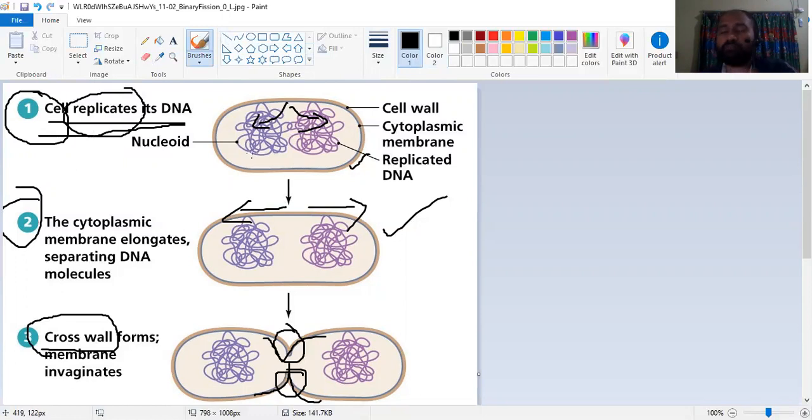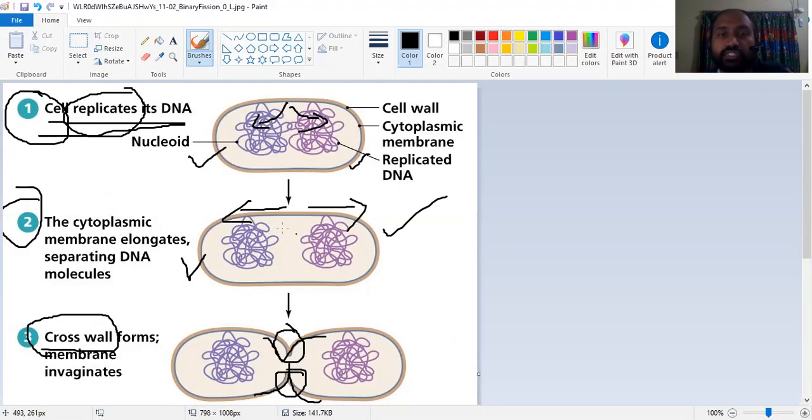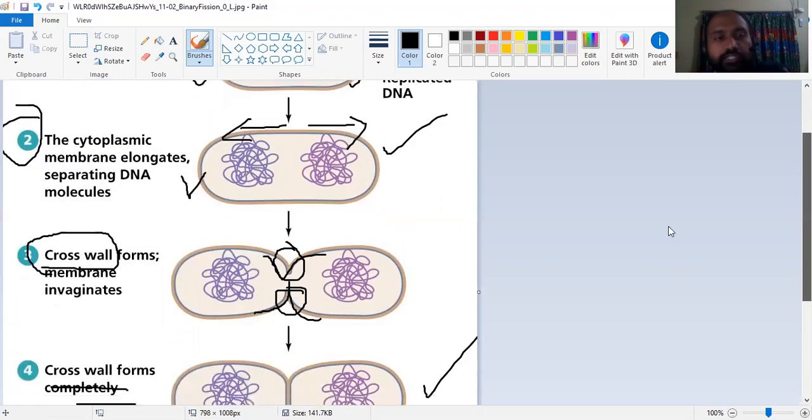Okay, so the first step, nothing more happens. The DNA duplicates itself and forms two copies. The second step, what happens? Cell elongates. So here you can see the cytoplasmic membrane elongates. Compare the first cell with the second cell. You can see the second cell is much bigger than the first cell. The cell elongates after the nuclear division inside. Easy. Moving on to the third step, cross wall forms. So when the cell elongates, after that cross wall forms.